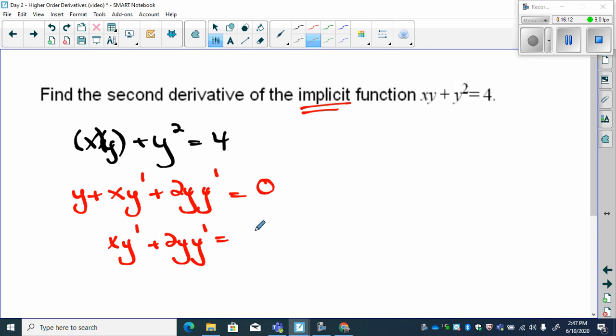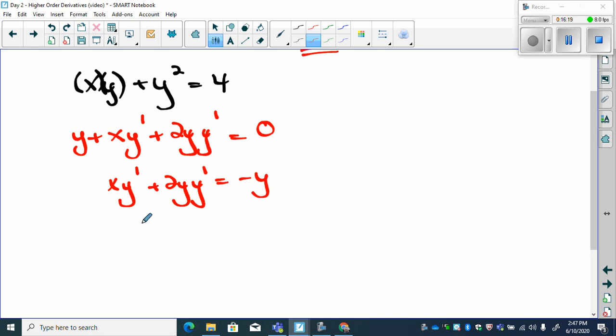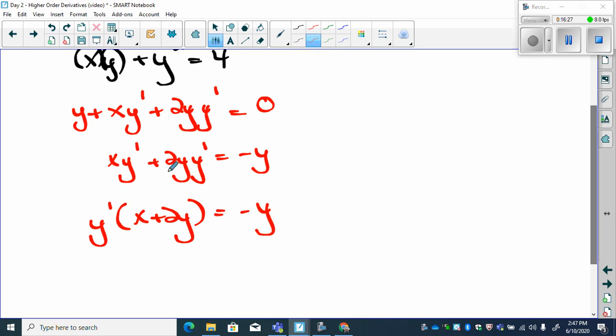All right, and I'm going to subtract y from both sides, so I move this guy to this side. Then I'm solving for y prime, so I'm going to factor that out. It would leave x plus 2y in the brackets. So I divided this term by y prime to get x. I divided this term by y prime to get 2y. Now I'm going to divide both sides by x plus 2y. So I'd have negative y over x plus 2y. With me? Okay.